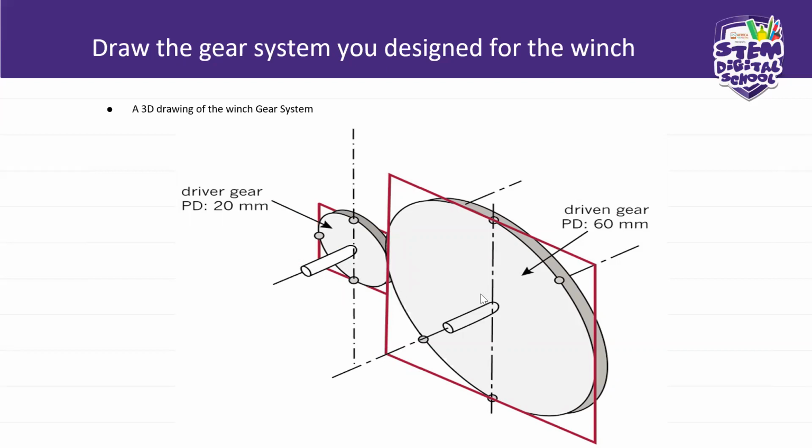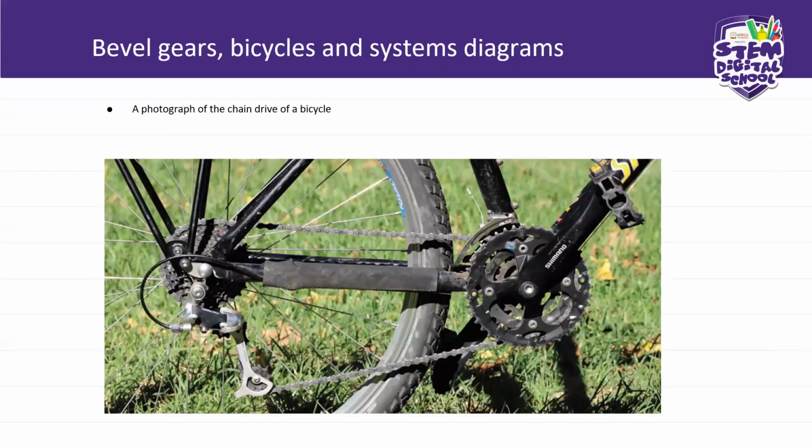Okay? Right. Now let us look at bevel gears, bicycles, and systems diagrams. These are other gears, but gears that are attached to a chain. So we call this a chain and sprocket system. Okay, it's a photograph of the chain drive of a bicycle taken from your Sasol Inzalo workbook.